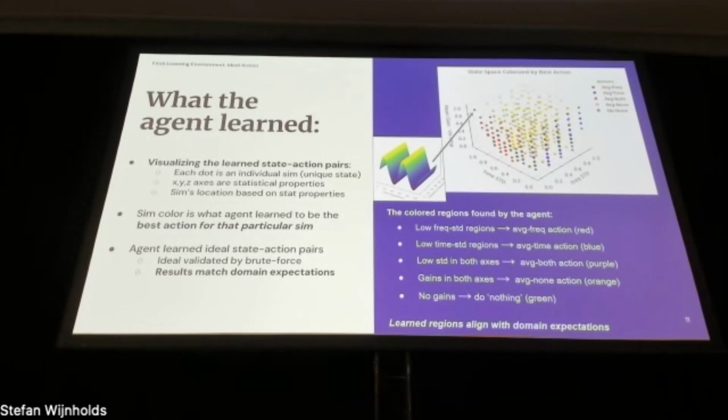Essentially, you have regions, and these regions are kind of dirt simple, very obvious. When you have low frequency standard deviation, you should average the frequency axis and apply calibration. If you have low time standard deviation, you should average the time axis and so on. And it turns out that these regions match up with domain expectations. And we took it a step further than just matching domain expectations or intuition. We actually brute forced every possible action for all of the sims just to get a ground truth, just to make sure, and it matches.